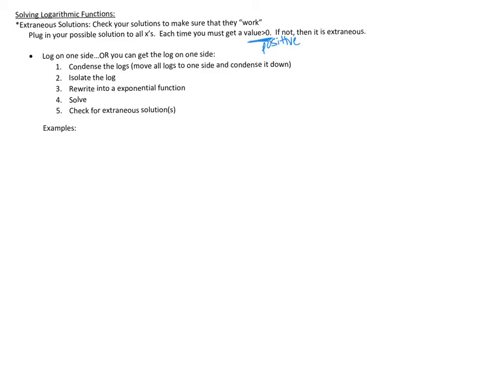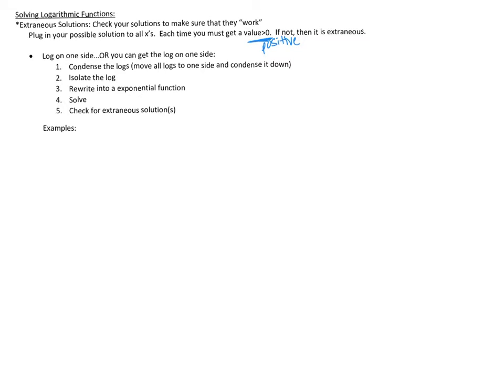Now it cannot equal 0. If it was equal to 0, that means that the solution would be on the vertical asymptote. And we know that you cannot be on an asymptote. So therefore, when we go back and we plug in our solutions, it has to be greater than 0 for every log function that's in that equation, all right? So that's one extra step that we'll need to take that we did not need to take in an exponential function.